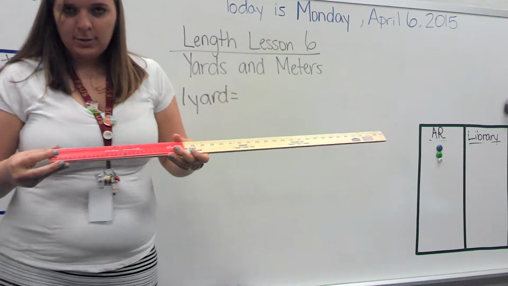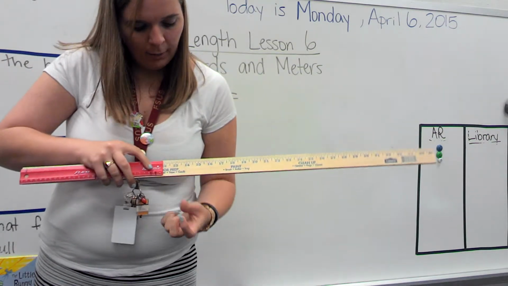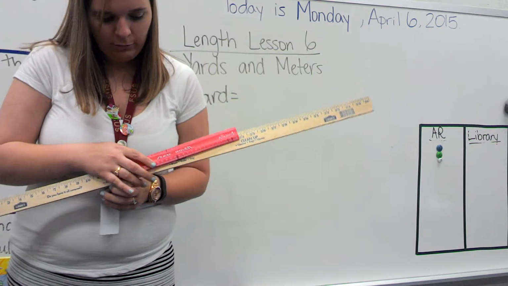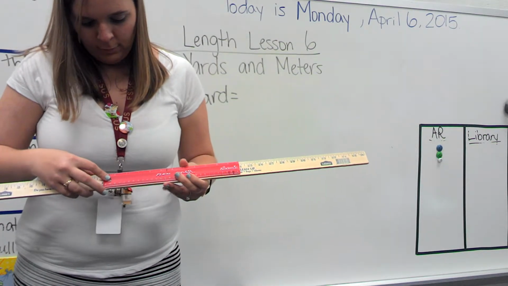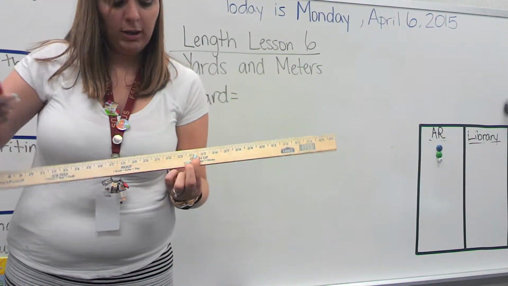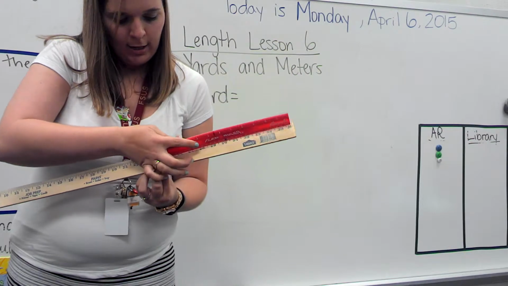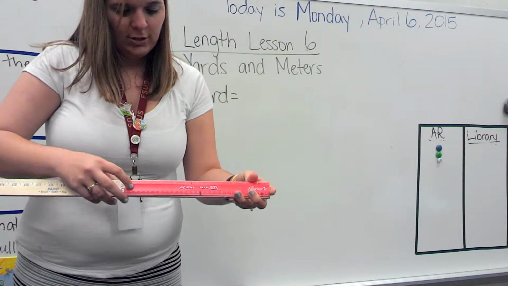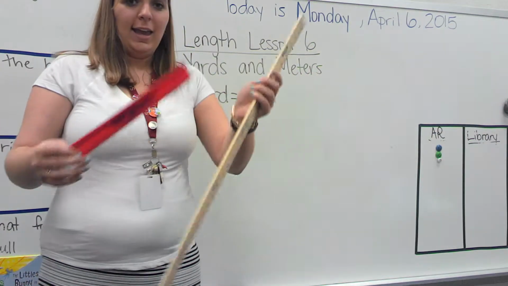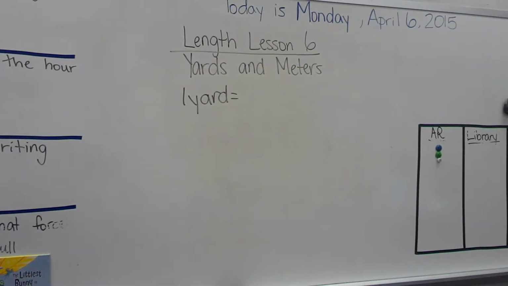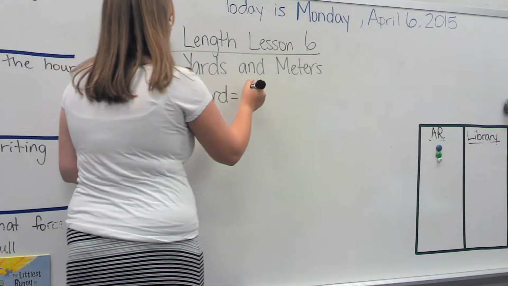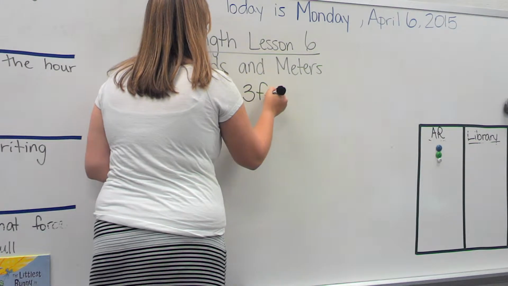If I hold this up to my yardstick, it stops right at 12. 12 inches is 1 foot. So we've got 1 foot so far. Then I'll start back at my 12 and measure across. Look at that, it stops right at 24. So that's 2 feet. Then I put it right at the 24, and it goes all the way to the end of my yardstick. So a yard is equal to, how many feet did I just do? I did 3. So 1 yard is equal to 3 feet.